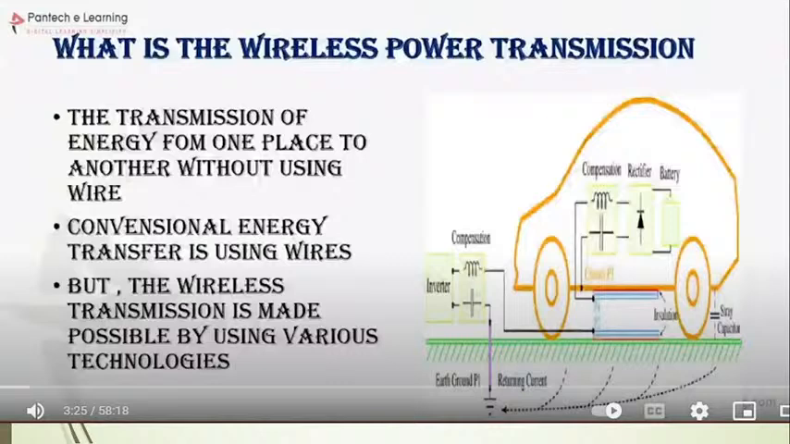Wireless power transmission is nothing but transferring power from one place to another place without using wire. Here conventional energy is there. Conventional energy is nothing but non-renewable energy. Non-renewable energy is gasoline, petrol, or diesel, transferred using wires, but wireless transmission is made up of various technologies. What are the various technologies used in wireless power transmission? Broadcast and Wi-Fi, and so on.